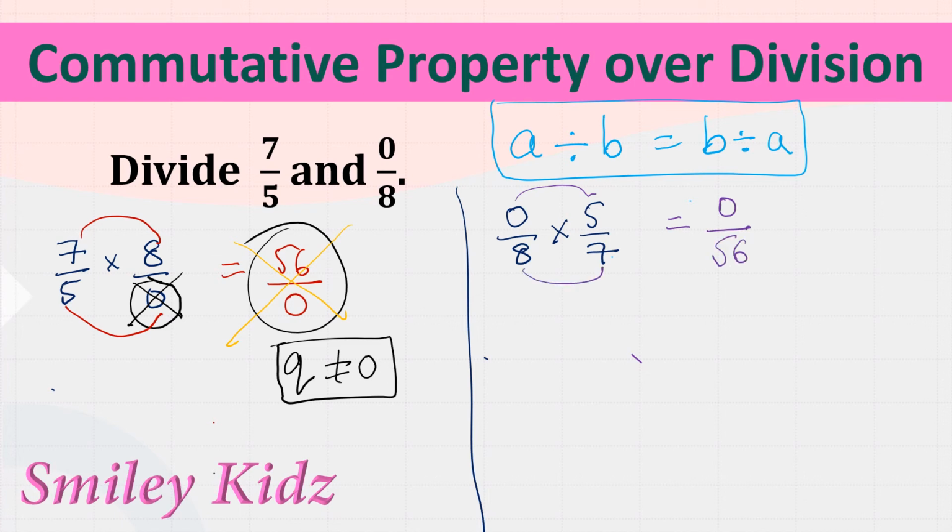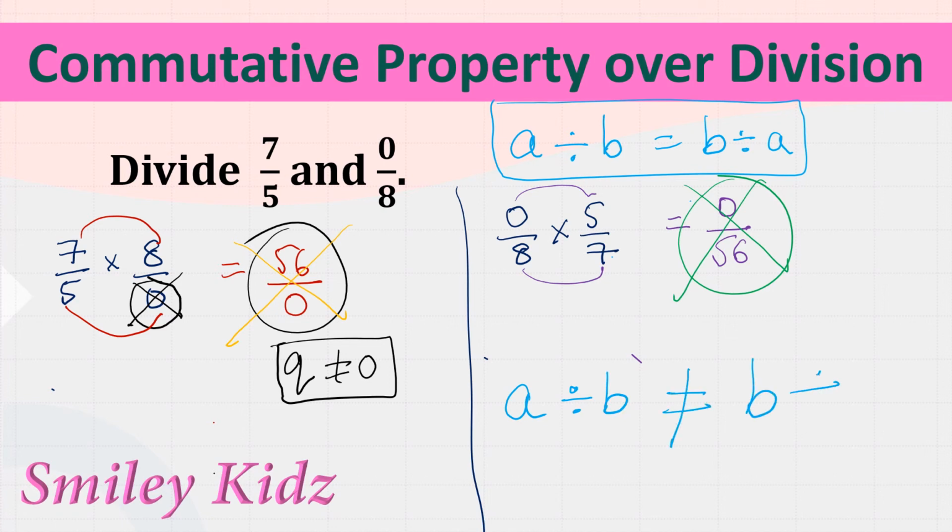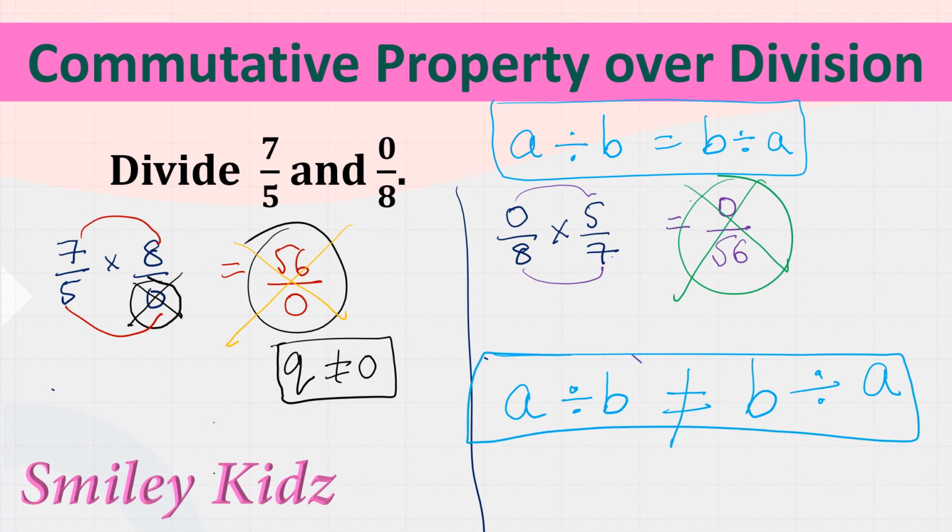No, we are not getting the correct answer. Here we got 56 by 0, which is not a rational number. Here we are getting 0 by 56, which is the exact opposite. It's the reciprocal. So, here we are not getting the correct answer. A divided by B is not equal to B divided by A. That is, rational numbers do not satisfy commutative property over division.